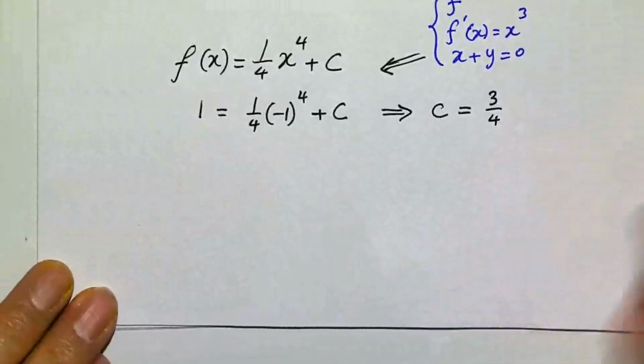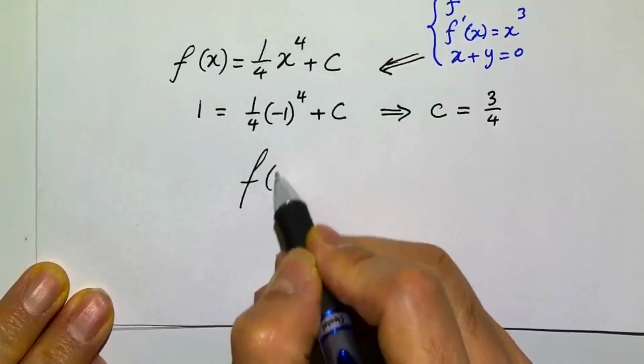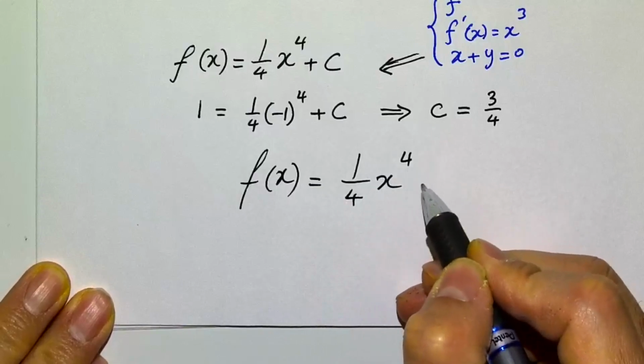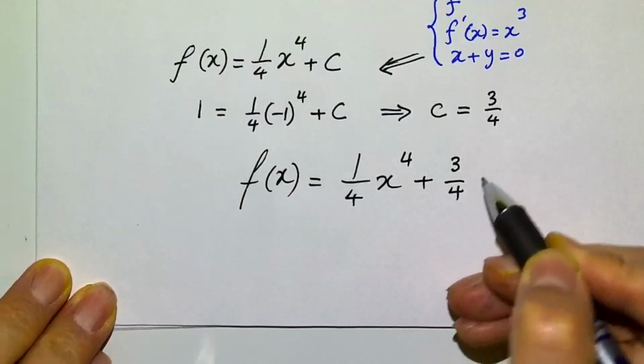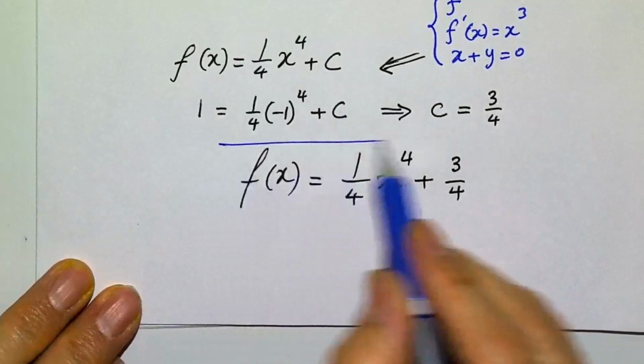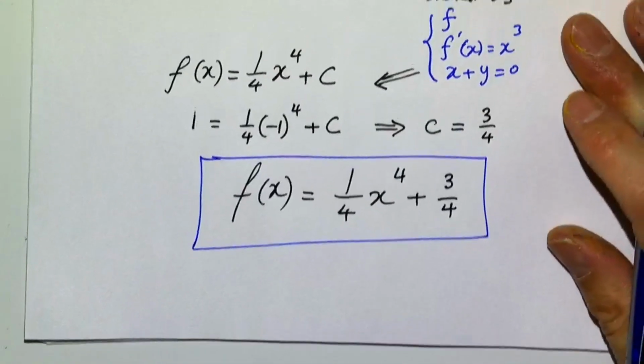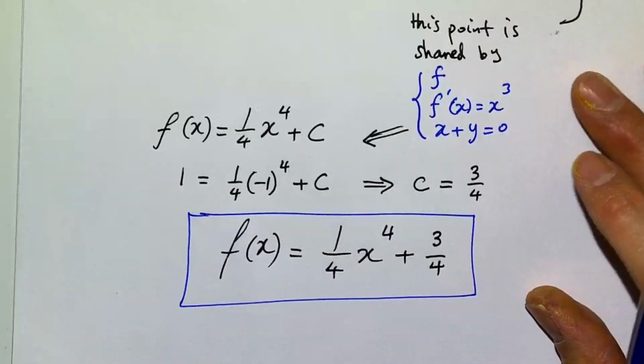Okay, so then the original function, or the antiderivative, must have been f of x equals 1/4 x to the 4th plus 3/4. Like that. Okay.